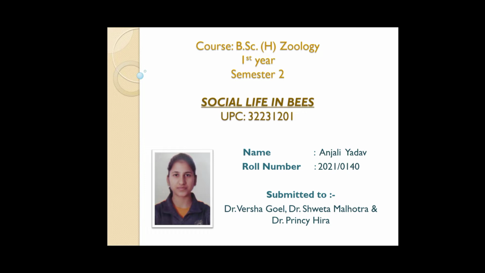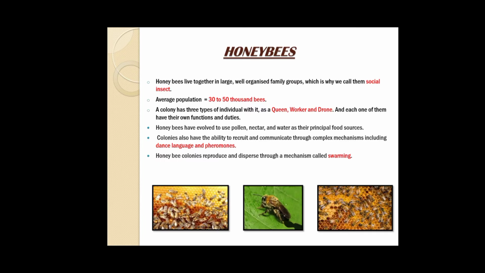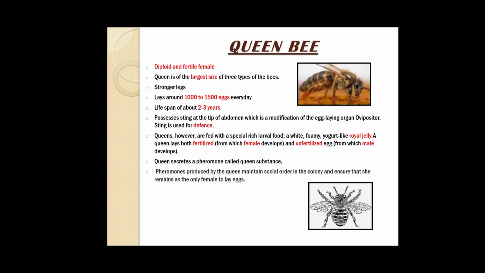So let's move on and study about honeybees. Honeybees live in large groups, that is why we call them social insects. The average population is about 30 to 50,000 bees. A colony has basically three types of individuals: queen, workers, and drones. Drones and queens are concerned only with reproductive function, whereas the worker has to perform all the duties of the colony. Colonies also have the ability to communicate through various mechanisms which include dance language and pheromones. And the honeybees are also able to reproduce and disperse through a mechanism known as swarming.